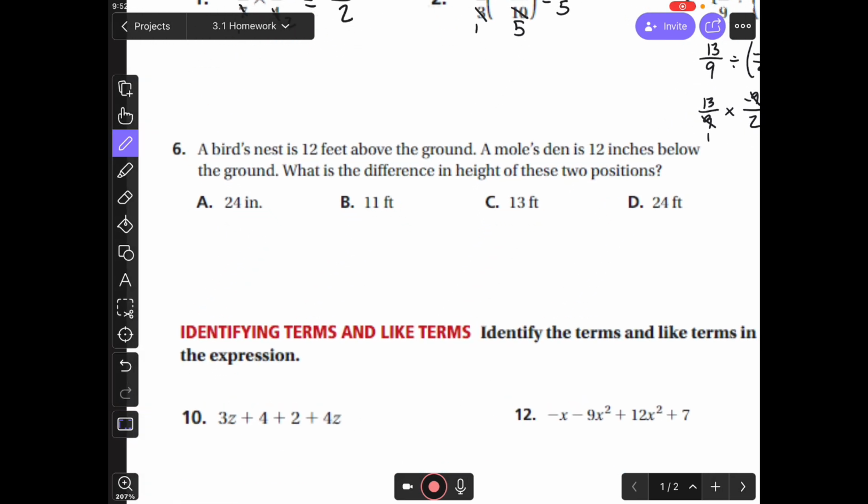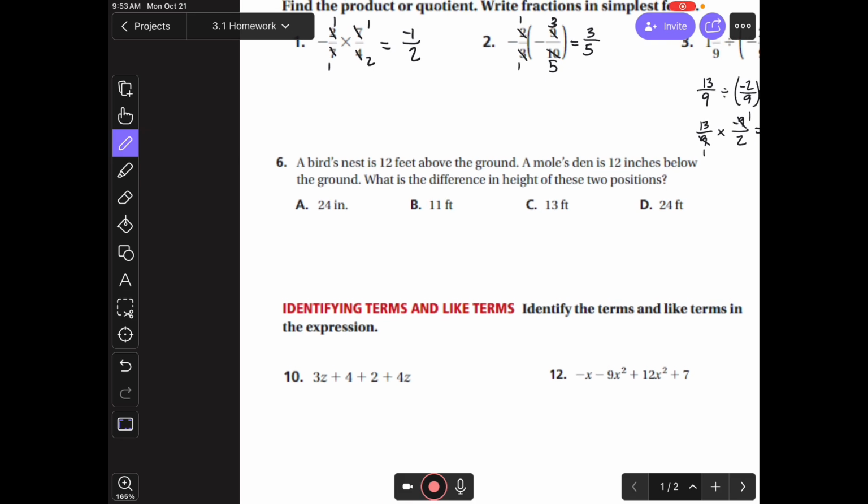For number 6, a bird's nest is 12 feet above the ground. A mole's den is 12 inches below the ground. What is the difference in height in these two positions? Now, at first glance, it might be really tempting to just circle A and move on, but we've got to take a look at what the problem's actually saying, all right?